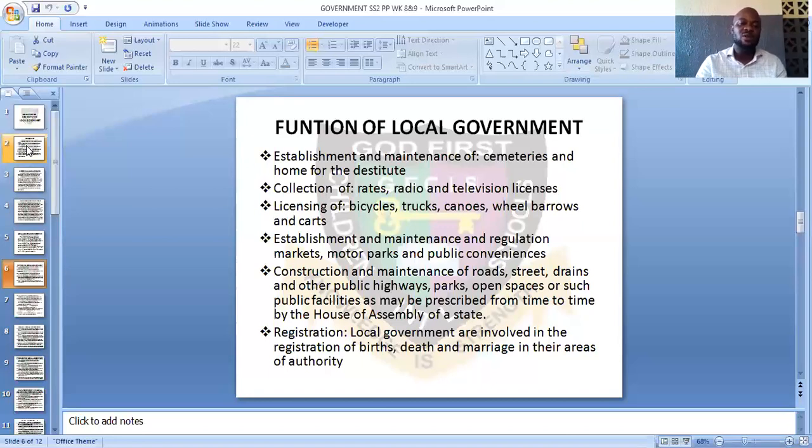So if you have public conveniences, that means like toilets and all that, all the money that they collect from those toilets or public conveniences is surely going to the local government of such environment.